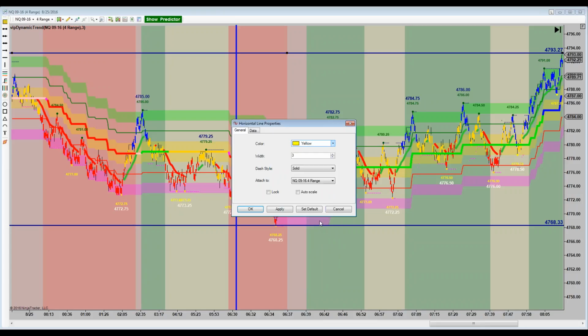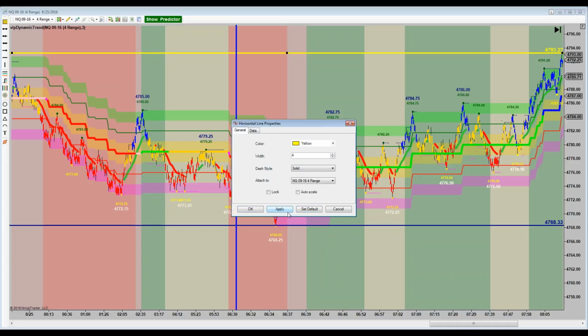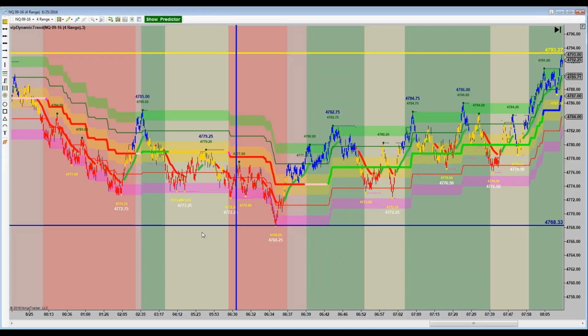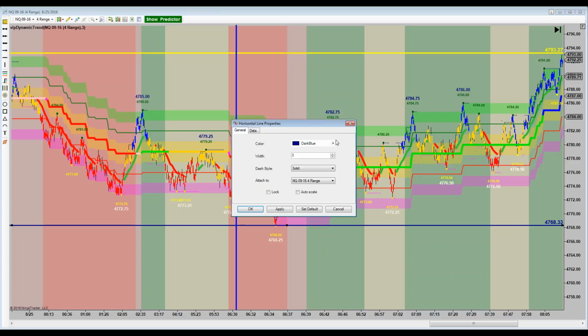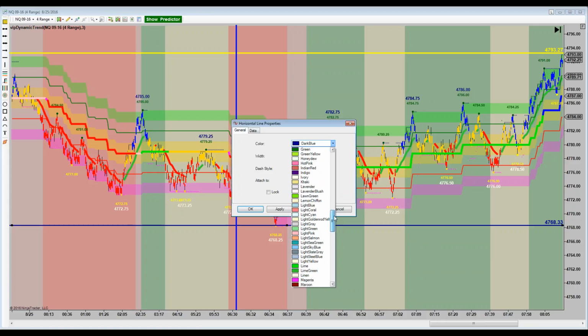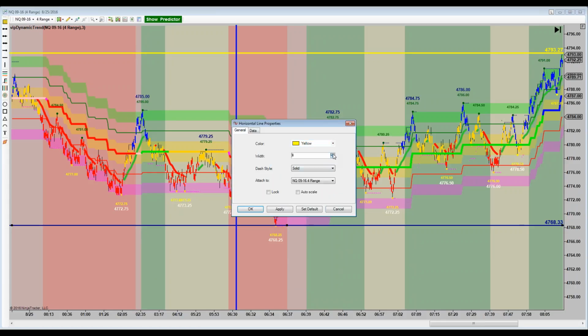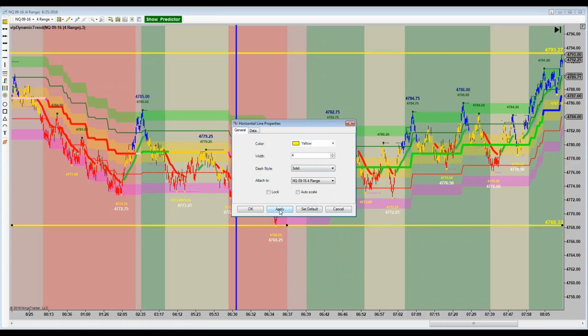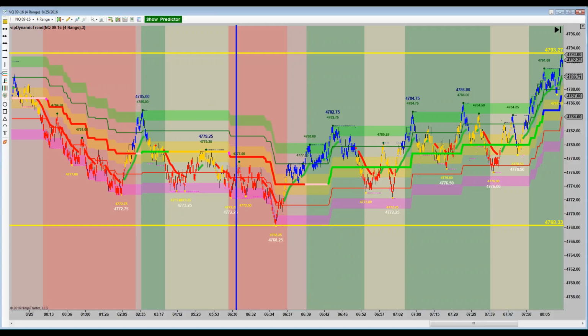There we go. Just give me a set default, apply. I think that's just so much cleaner. I would go so far as to put one more line right here.